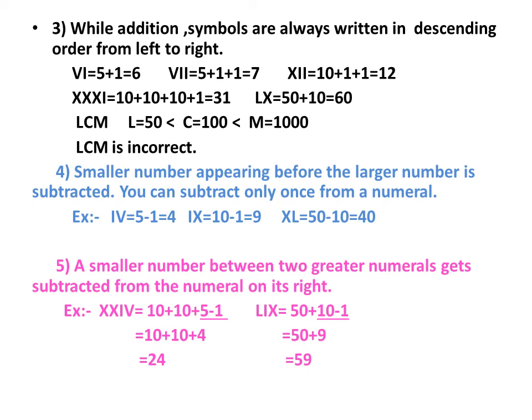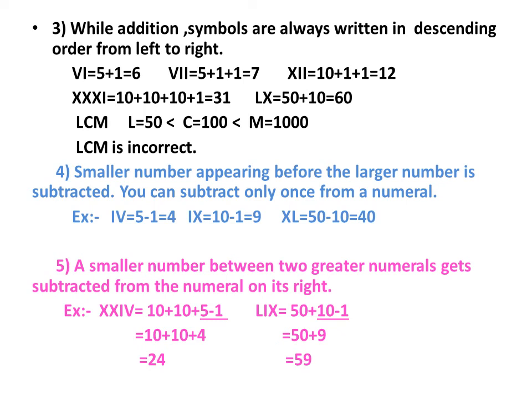Therefore XX equals 10 plus 10 equals 20. And I stands for 1 and V stands for 5. We know that I is smaller than V. Therefore we subtract I from V. That is IV equals 5 minus 1. Therefore 5 minus 1 equals 4. Therefore XXIV equals 10 plus 10 plus 5 minus 1 equals 24.